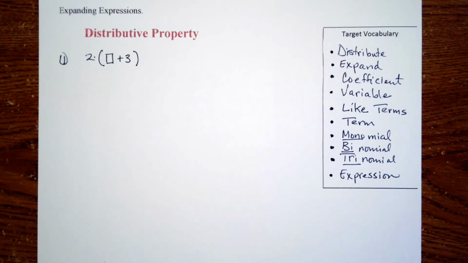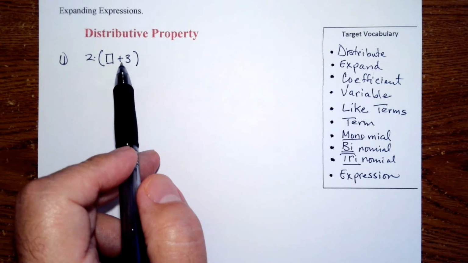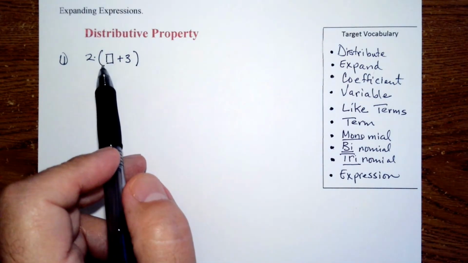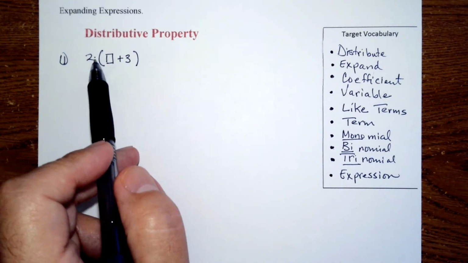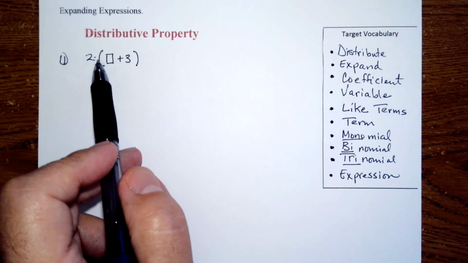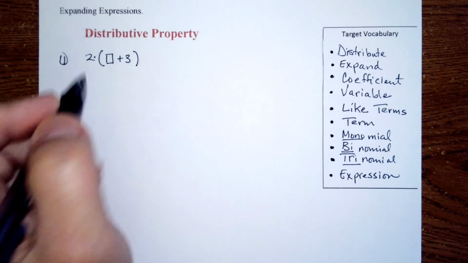I want you to study number 1 for a second. What do you see? I see a 3, a positive 3. I see a square, but for me this is like a variable, a placeholder. Grouping symbols, parentheses. And everything that's inside is going to be multiplied by 2. Whenever you have a number side by side with parentheses, the operation is multiplication.